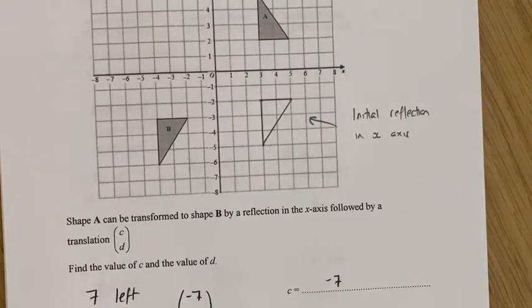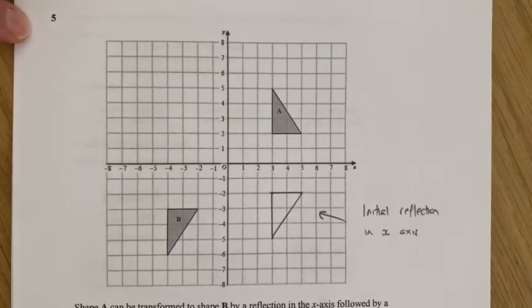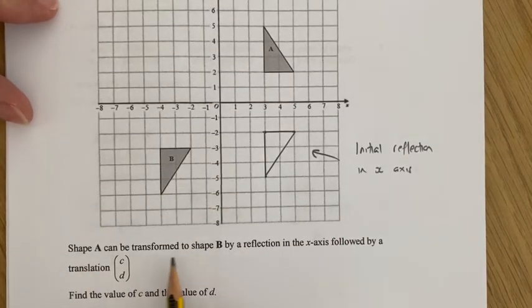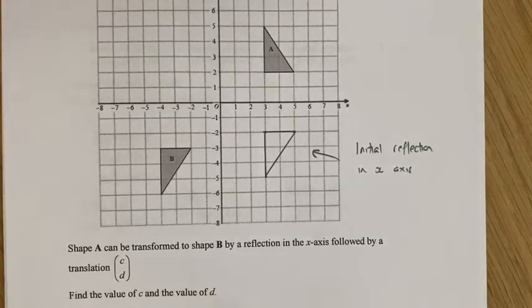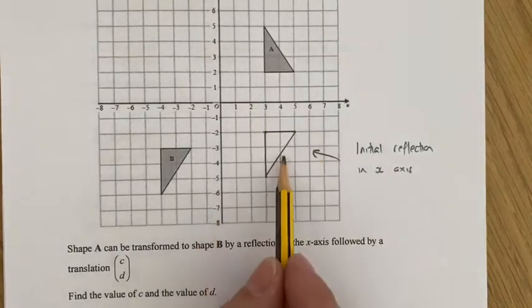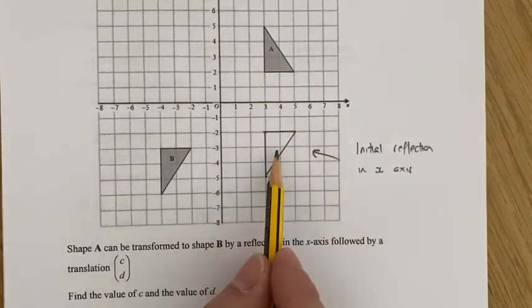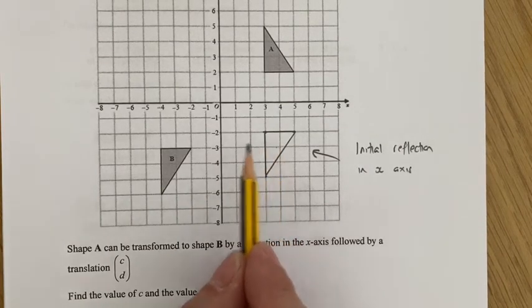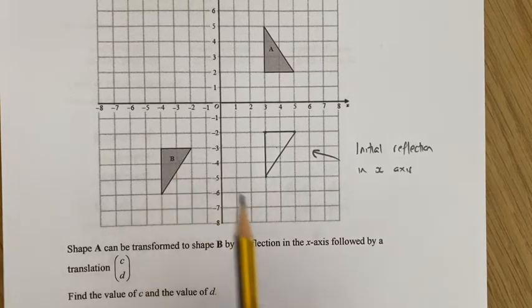Question 5. So we've got shapes on a grid, and we know that shape A can be transformed to shape B by a reflection in the x-axis followed by a translation. So the first thing I've done for the first mark is draw the reflection in the x-axis. That's where it would go there. So when A is reflected in the x-axis, it would become here, and then we need to get from here to shape B using a translation.